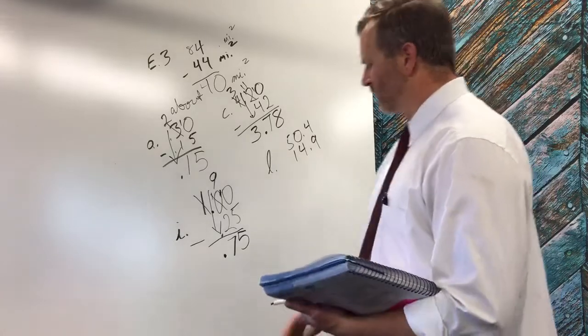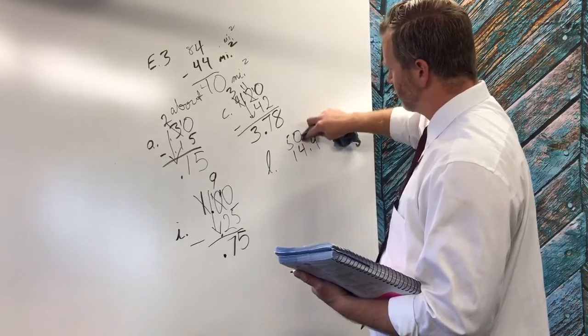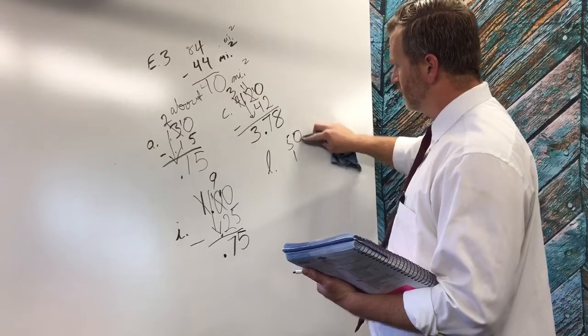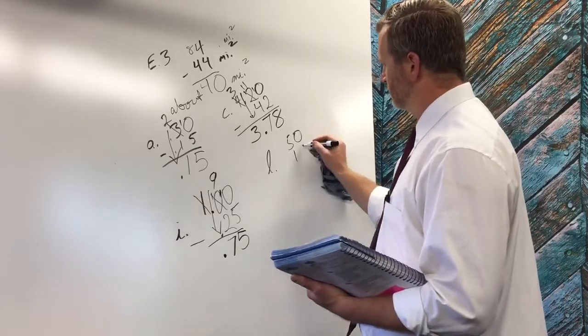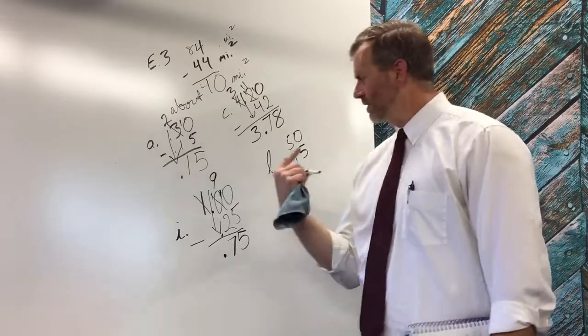Okay, so let's go ahead. Let's get rid of the 4. So we just have 50, right? Now, 14.9 is very close to a number. I'm going to show you how close. 15, right? It was 1/10 away. So we're going to go with 15.